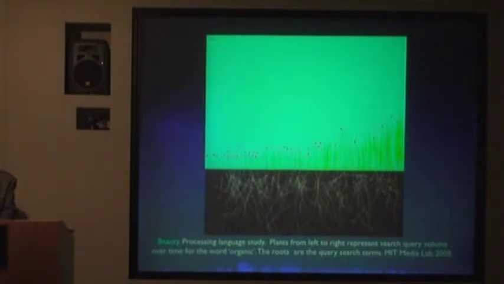Some of you may be familiar with the Processing language at the Media Lab and the work of Ben Fry and others. These are digital plants. It's really a graph going from left to right, and it is a chart with search query volume, which is the flowering plants, and the roots are the search terms. And I find this a very witty and beautiful image.